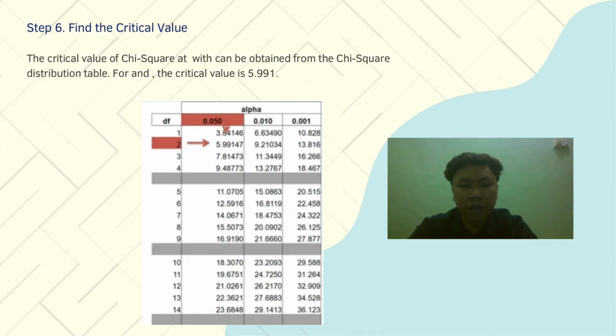When referring to the chi-square distribution table, the degrees of freedom are located in the left column, and the alpha values are located along the top row. So we locate degree of freedom 2 and alpha 0.05 in the table. At the intersection of these two values, we obtain the critical value of 5.991. This critical value will later be compared with our calculated chi-square value to determine the final conclusion of the hypothesis test.